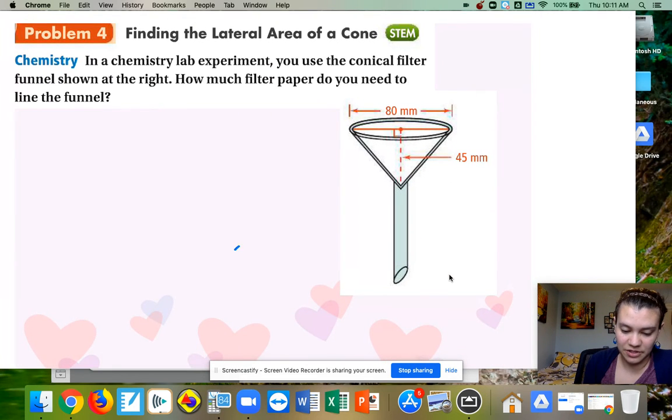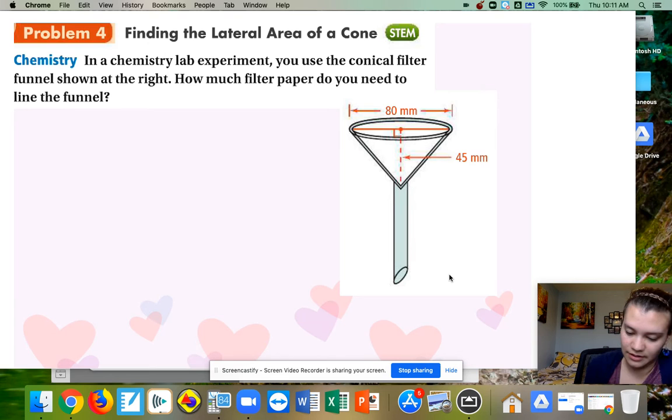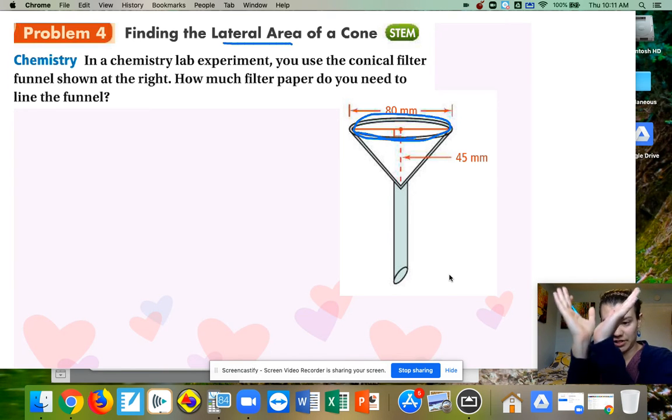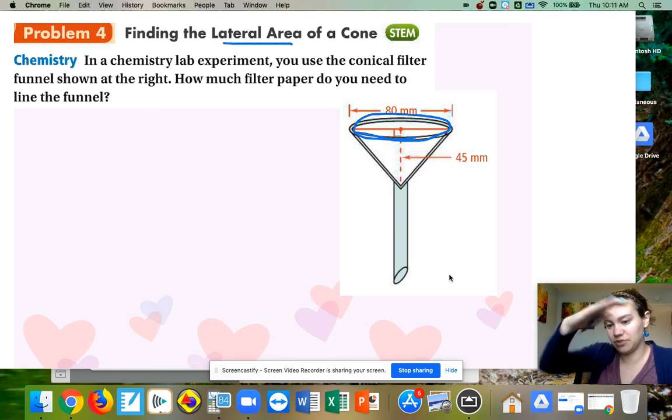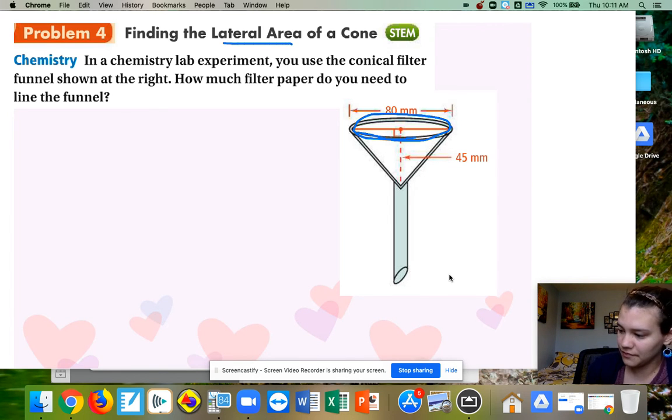So then the last one here, it says lateral area of a cone, which gives us a hint. But in a chemistry lab, we're using a filter in this funnel. So kind of like a coffee filter, we're putting a filter inside the funnel to filter stuff. We want to figure out how big does that filter have to be. So we don't need a top or a base to cover the top of the filter. We just need the outside edges. So we just need the lateral area. So here we want our lateral area.